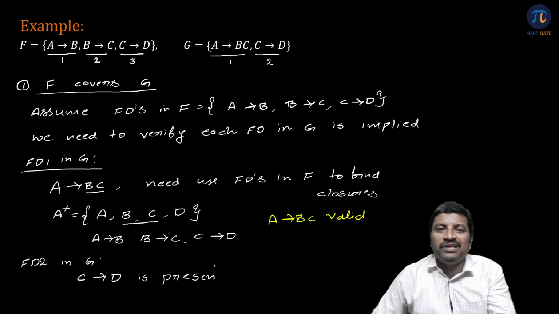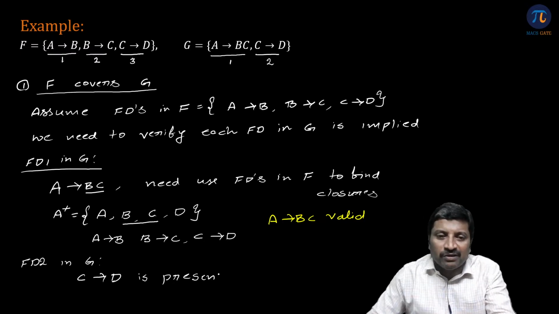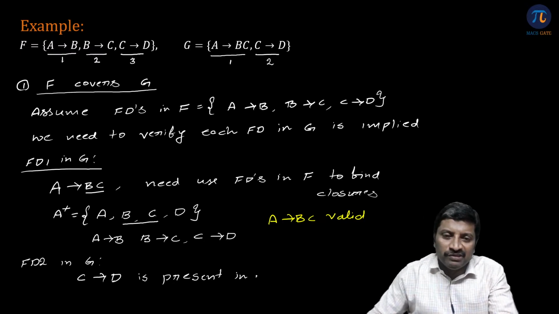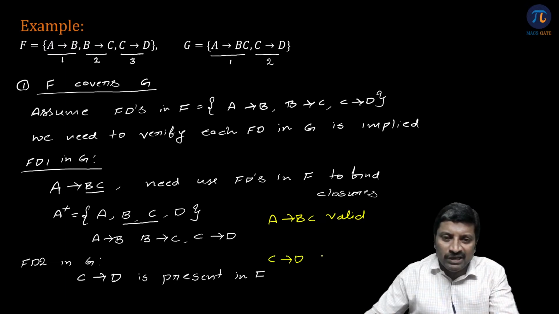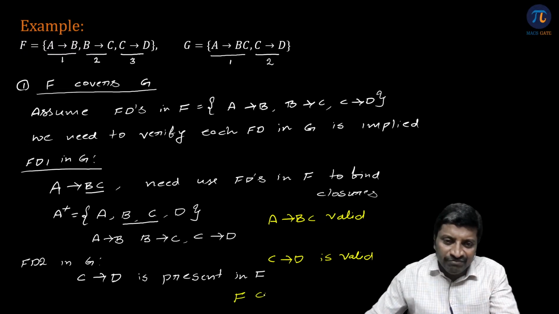Whenever it is present, why verify whether it is implied or not? So it is present in F. So the second one is also valid. C goes to D is valid. So what does it mean? Two FDs in G are valid. Hence, I can say F covers G.